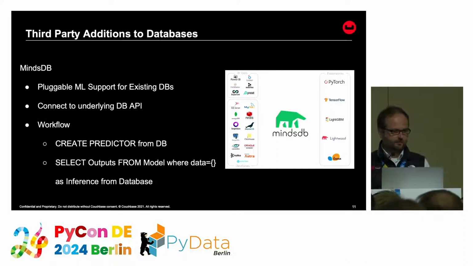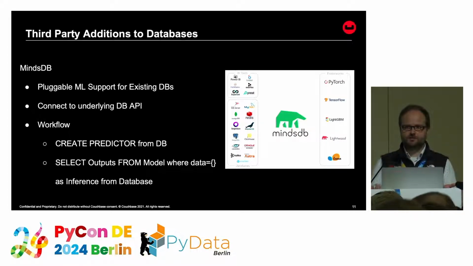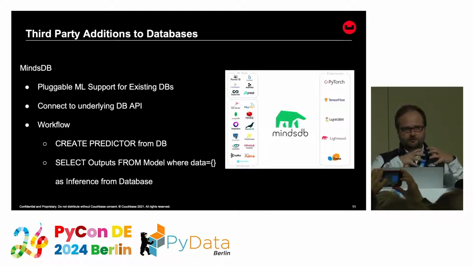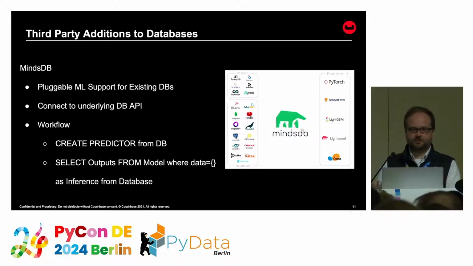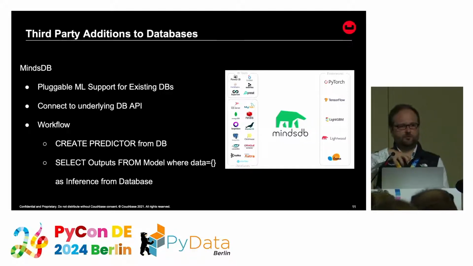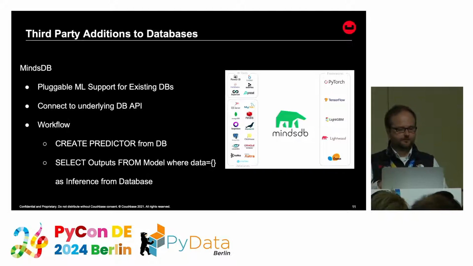The next part is third-party additions to a database. So MindsDB is a pluggable machine learning support. You can imagine you have your running database, then there's always an API. Might be SDK, might be REST interface, might be ODBC, JDBC drivers, and then MindsDB hooks into it from the top. So then the workflow is: create a predictor from DB, that is called there, and then select the output from model where the data is blah, blah, blah, okay?